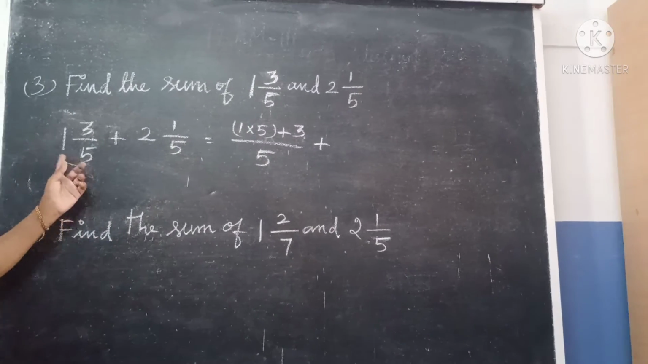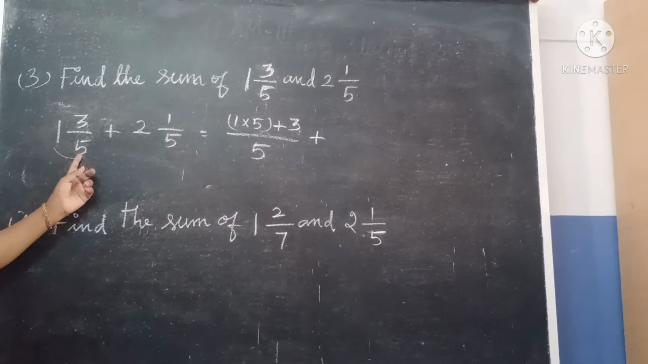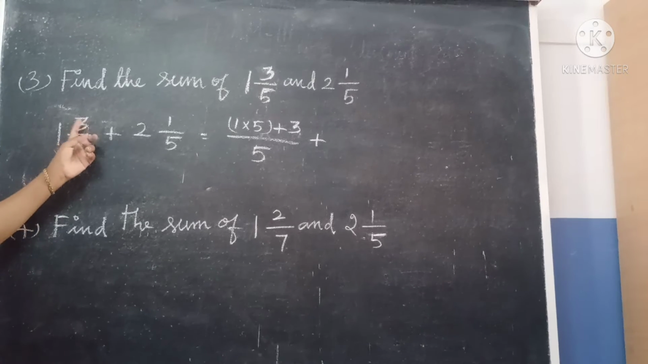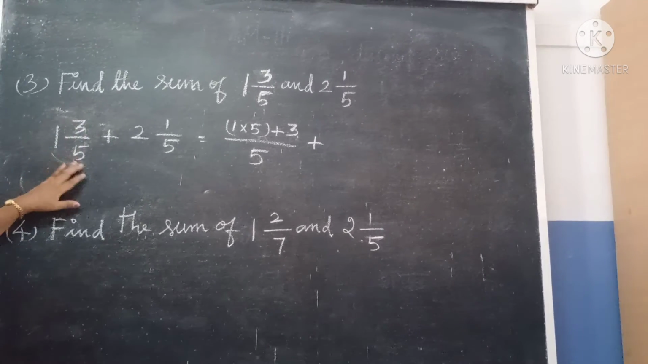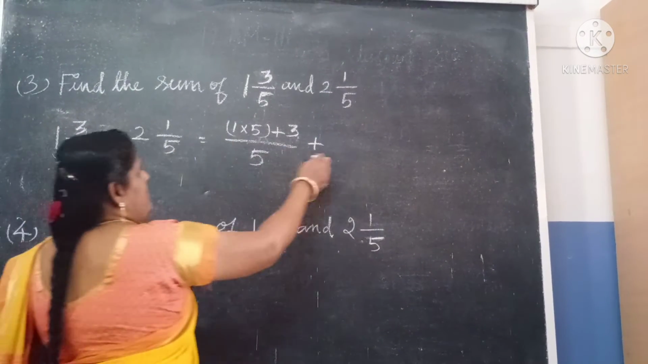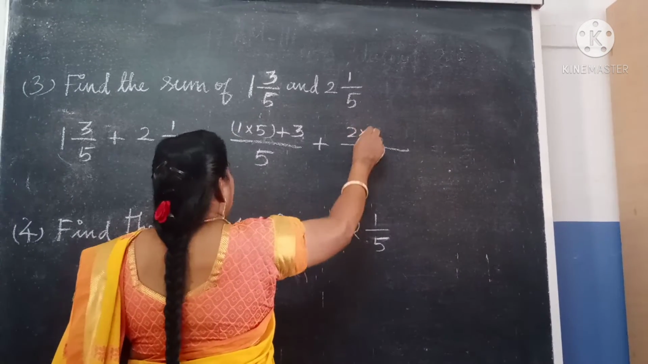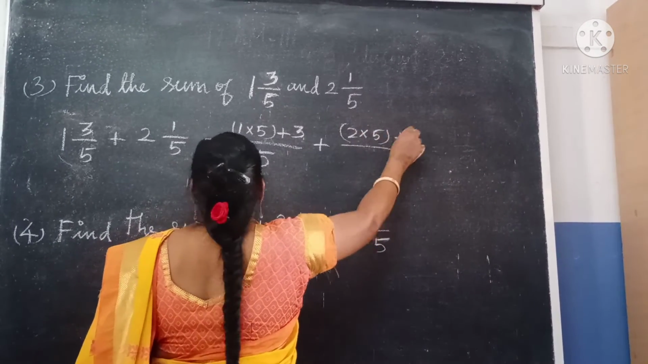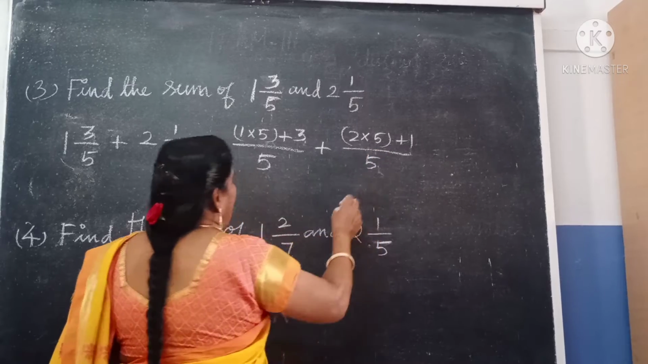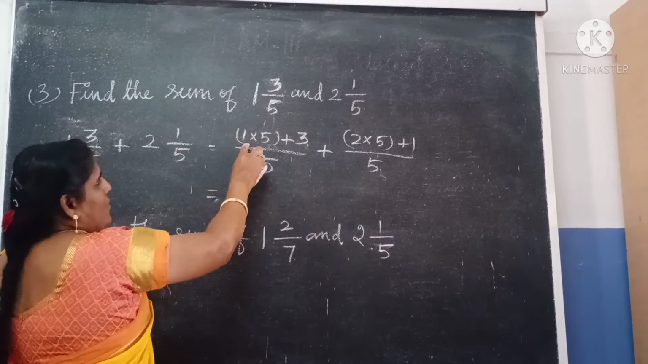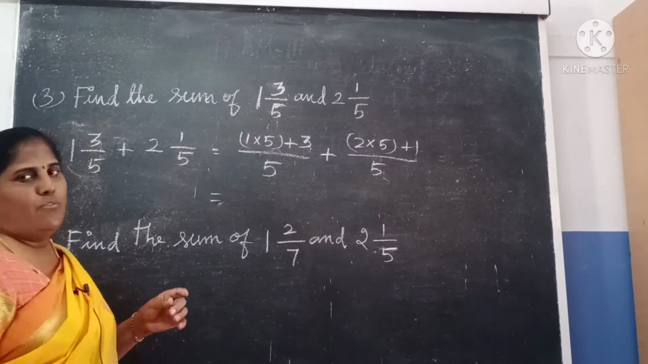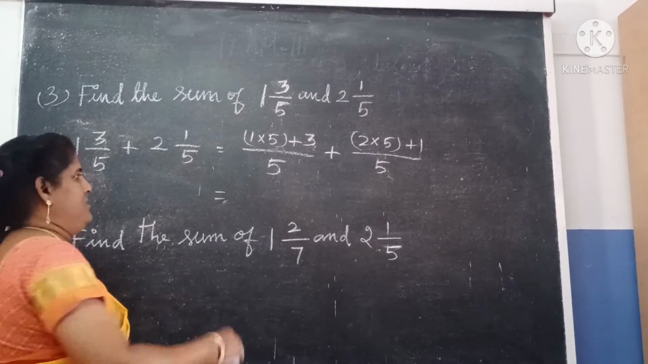This is a method. First you multiply the whole number and the denominator, and add the numerator to the answer. Next the same: 2 into 5s are, plus 1, whole divided by 5. So what will the answer be? 1 5s are 5. 5 plus 3 is 8.